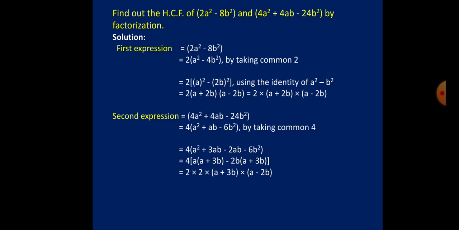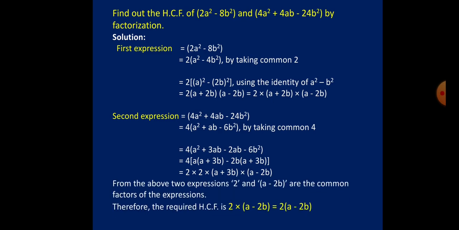Now in the first expression and in the last expression, we can see that 2 is a common factor, and a plus 2b is not, because in the second expression we do not have a plus 2b, but we do have a minus 2b in both the expressions. So a minus 2b and 2 are common factors of these two expressions. Hence, the HCF is 2 times a minus 2b.